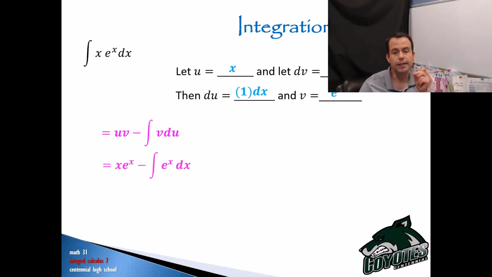Okay, so now I need to take the integration of e to the x. Well, the integration of e to the x is e to the x. Okay, and so my final answer here will be x e to the x minus e to the x plus c.